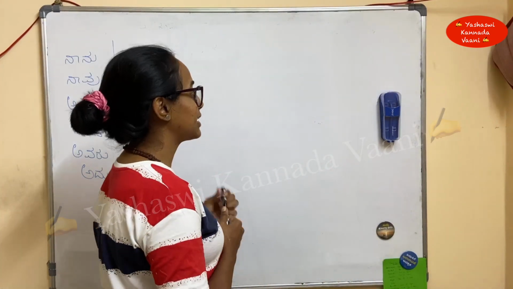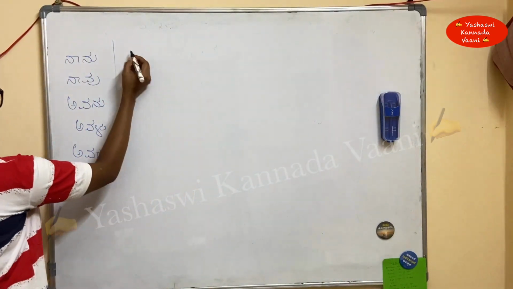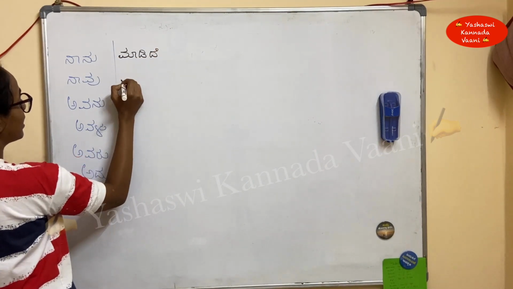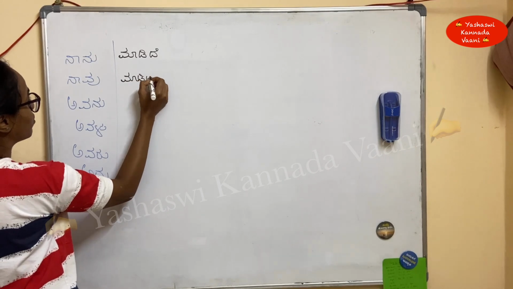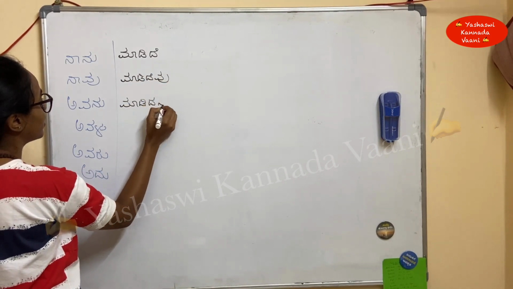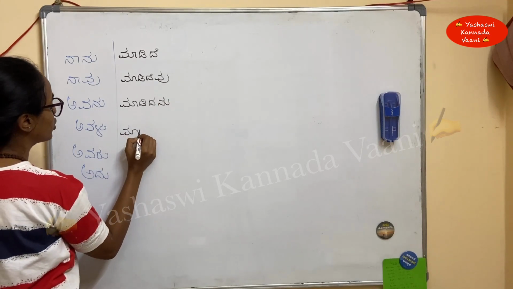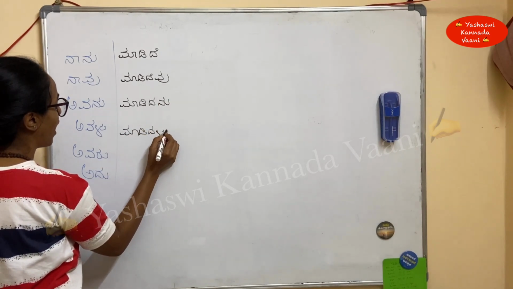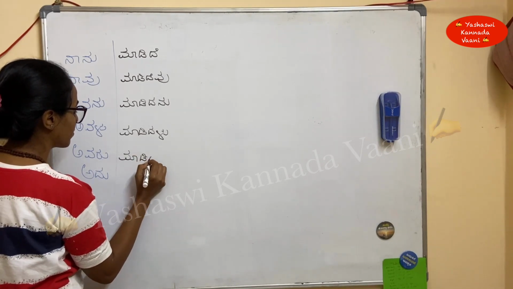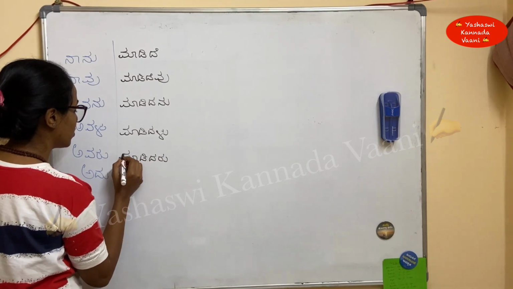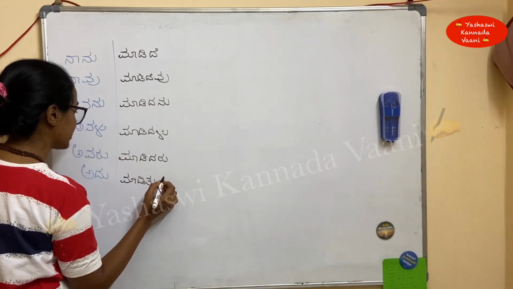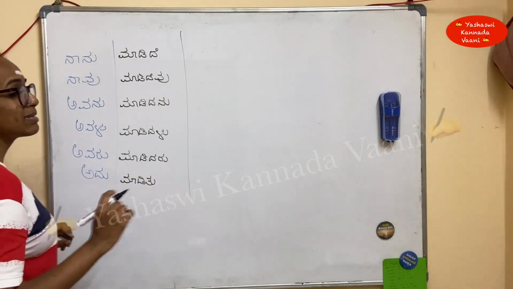So before going to the past continuous, let me write for the past tense. Past tense ಏನು? It's ನಾನು ಮಾಡಿದೆ, ನಾವು ಮಾಡಿದೆವು, we did, ಅವನು ಮಾಡಿದನು, he did, ಅವಳು ಮಾಡಿದಳು, she did, ಅವರು ಮಾಡಿದರು, they did. I'm really sorry for not so good handwriting. ಅದು ಮಾಡಿದ್ದು, it did. So ಇದು simple past.